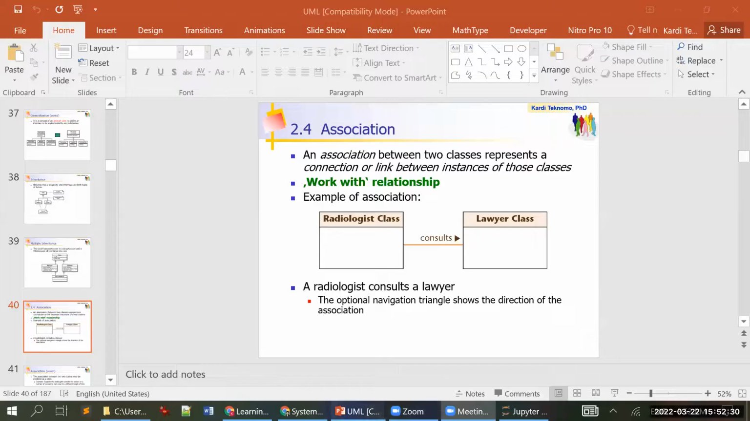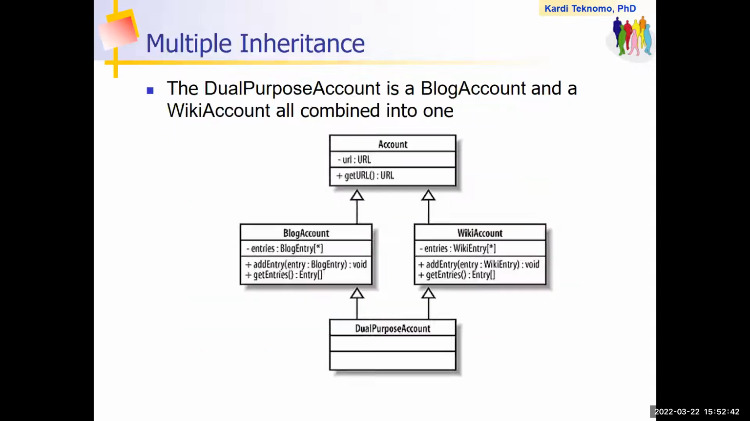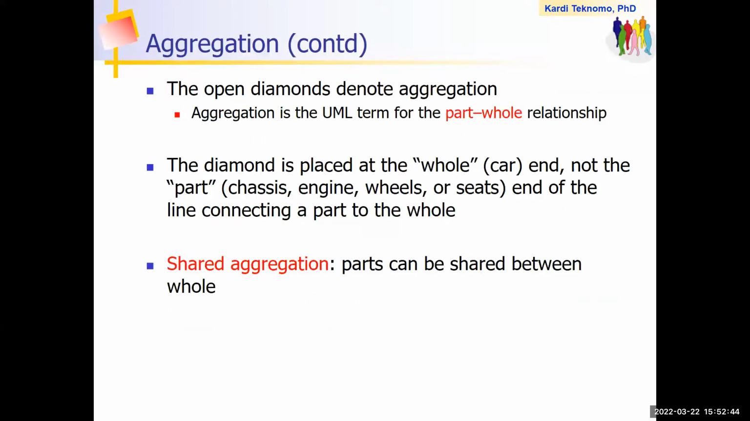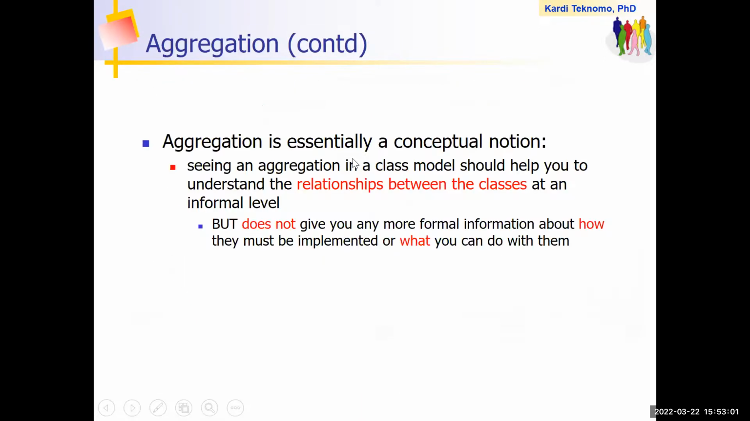Let's come back to the slide a while ago. So the next one is called association. We have 5 relationships, right? A while ago, we have dependency, we have association, we have aggregation, we have composition, we have inheritance in the class. We have discussed aggregation, composition, inheritance, but we did not discuss association and dependency. So now we discuss it.